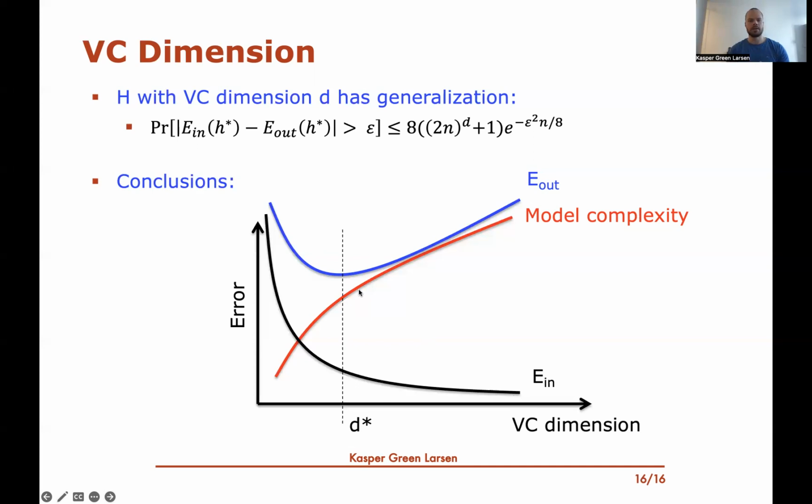And intuitively, you want to choose a model somewhere here in the sweet spot that is complicated enough that you've driven the in-sample error far enough down, but not so complicated that the gap between the in-sample error and out-of-sample error has grown too much. So this is the basic idea in learning. You want to choose a hypothesis set that's just right compared to how much training data you have available. Okay, so let us end on that note.